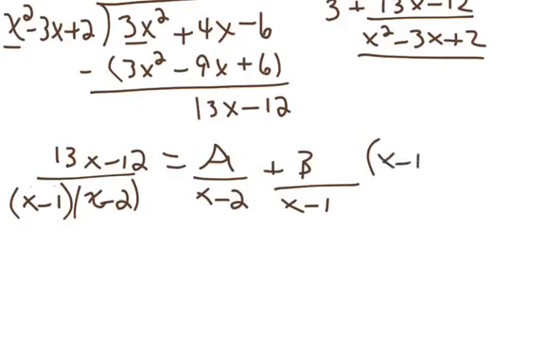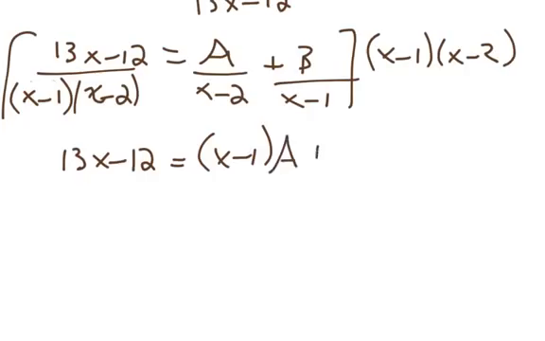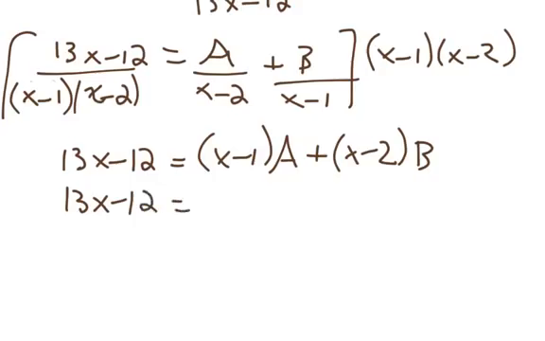And multiplying out by the denominator to both sides and reducing, it's going to yield an equation: 13x minus 12 is equal to x minus 1 times A plus x minus 2 times B. I'm going to use collecting terms for this one. And again, it doesn't matter. You can choose whichever one you would like. And you'll use a combination sometimes. Whatever's easiest for you.